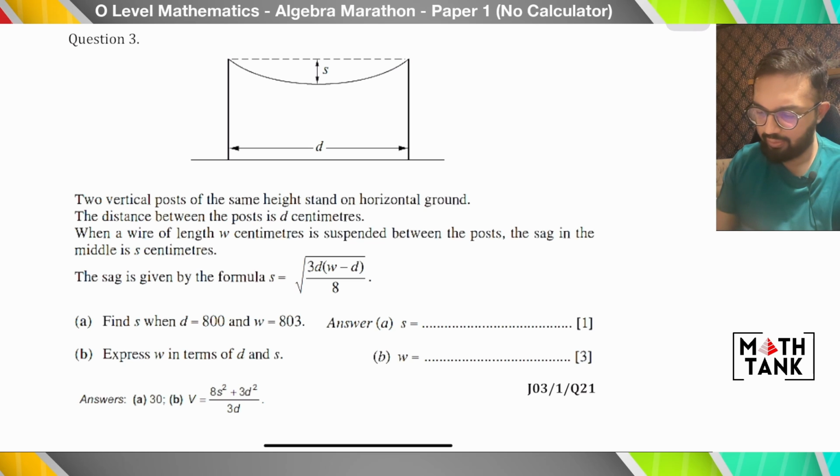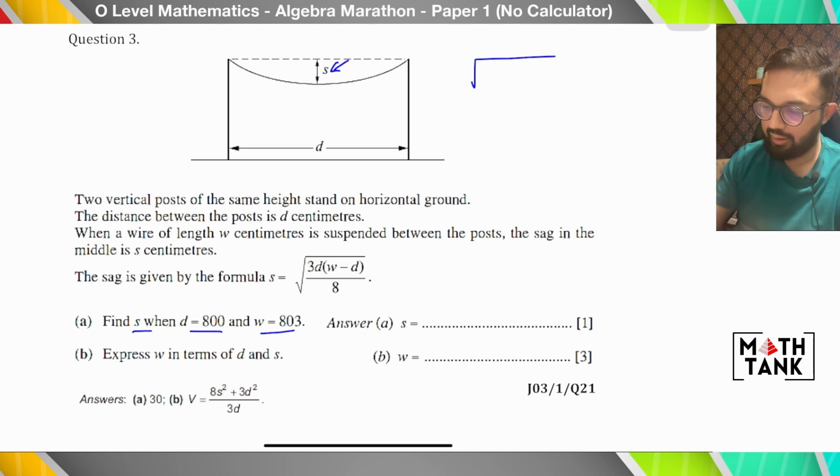It says two vertical posts at the same height on horizontal ground. The distance between the posts is d centimeters when a wire of length w centimeters is suspended between the posts. The sag in the middle is s centimeters. So the sag is basically how much it's bent down or dipped a little. So that's the sag, and it's represented with an s. The sag is given by this formula. They've given you the formula. Just find s when d equals 800 and w equals 803.